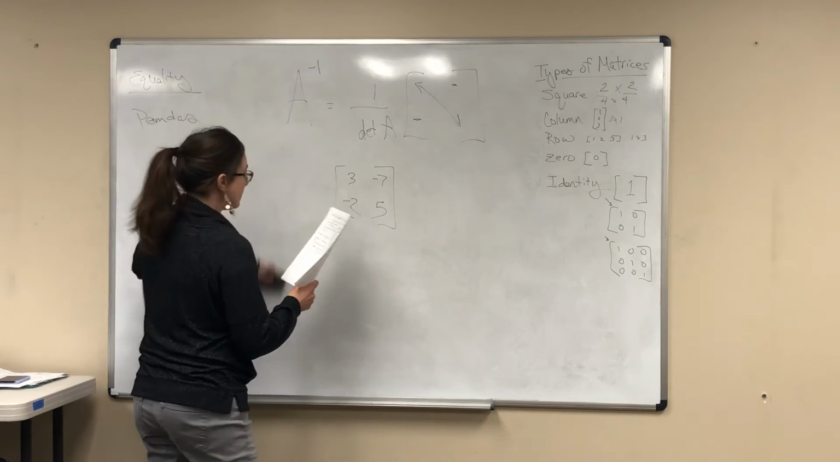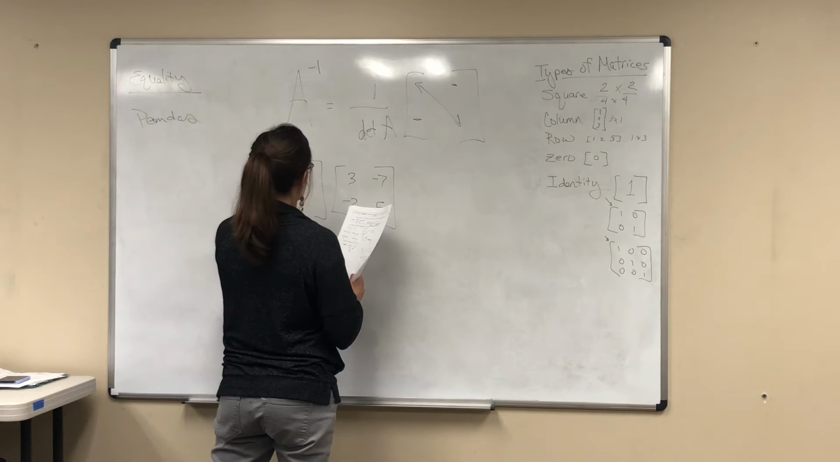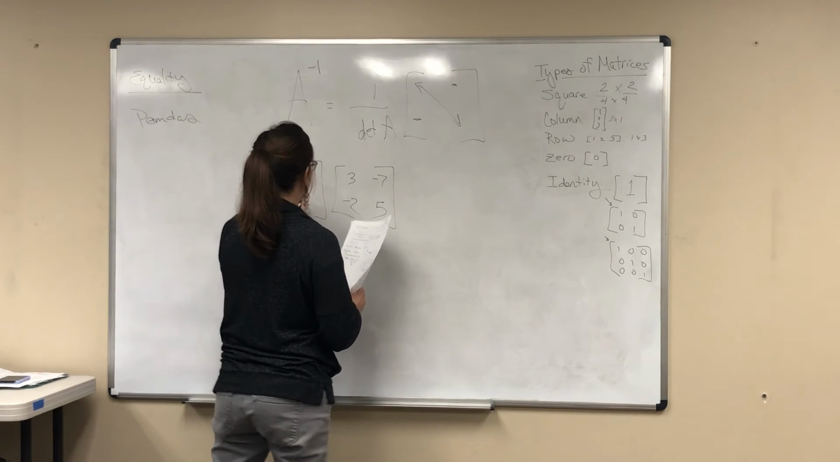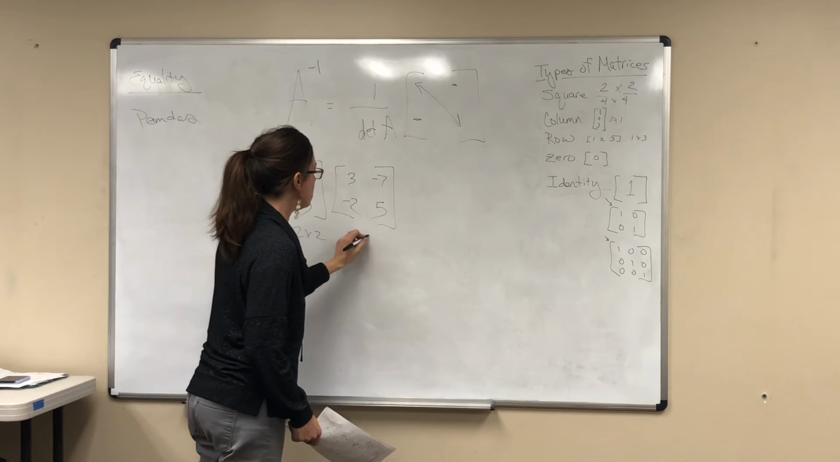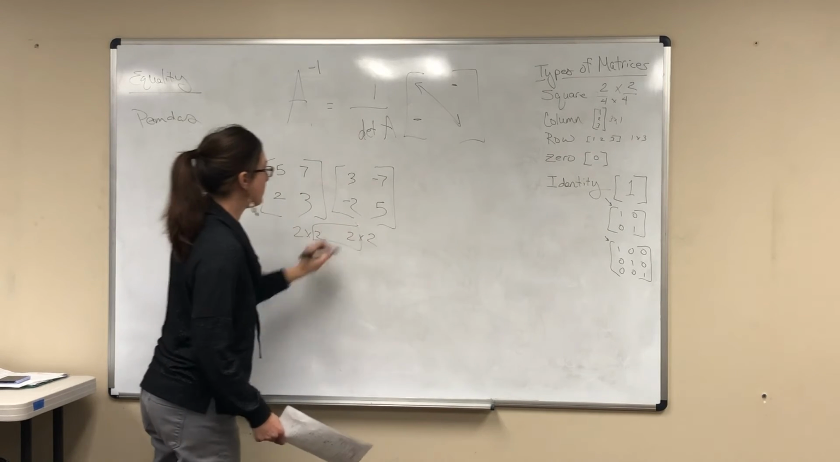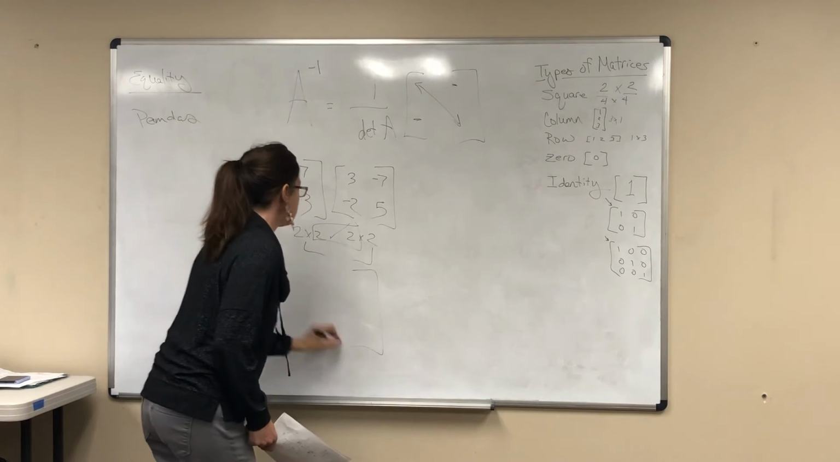Let's multiply it together just to check. We're going to review our multiplication rule. So this is a 2 by 2 multiplied times a 2 by 2. Can we multiply them? Yes, our answer will be a 2 by 2.